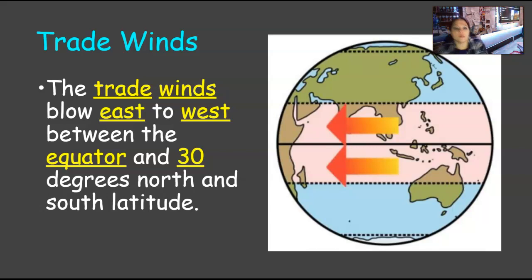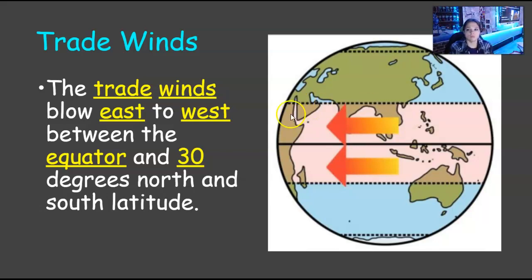One of the ways you can remember this is traders. They want to sail their ships, and they sail their ships between 0 and 30 using the east winds to blow their sails. That's why it's called trade winds. A lot of it is when they were over in Europe, they would want to sail across to the Indian Islands, but we're in the way, so they use those winds to travel over to the Americas.